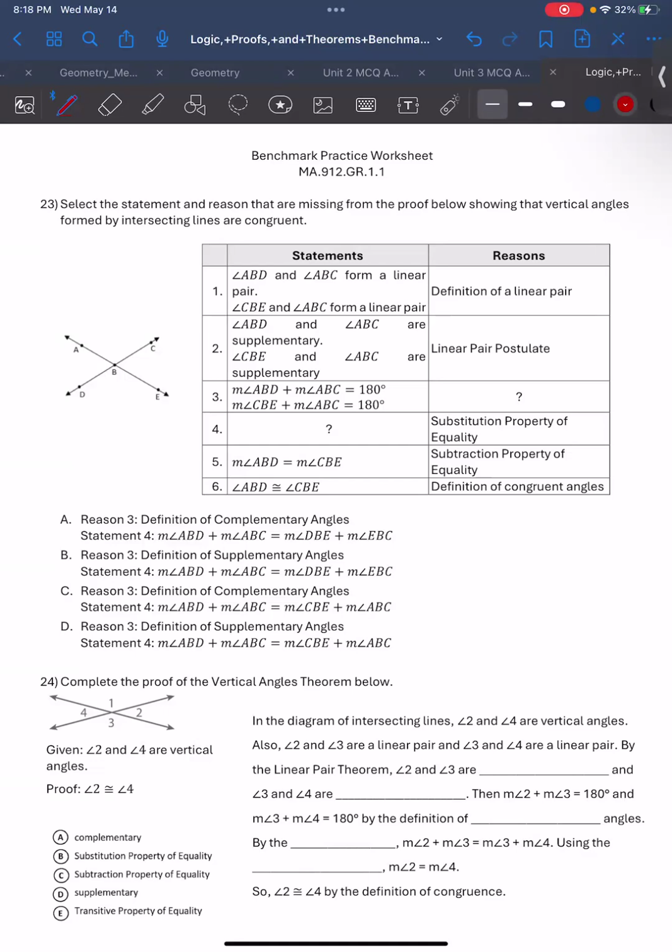We have our answers? I have my answer, but I'm just trying to remember what the substitution property of equality was again. So that's the one when you can replace it with something that you already proved was. Oh, okay, yeah. All right. So what do we think? Put your guesses in the chat. I don't want you to say it out loud.